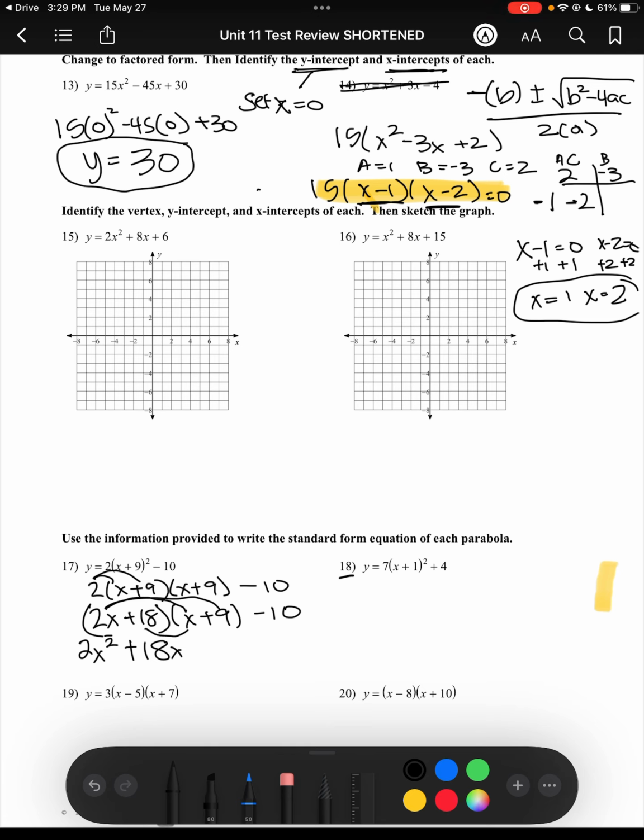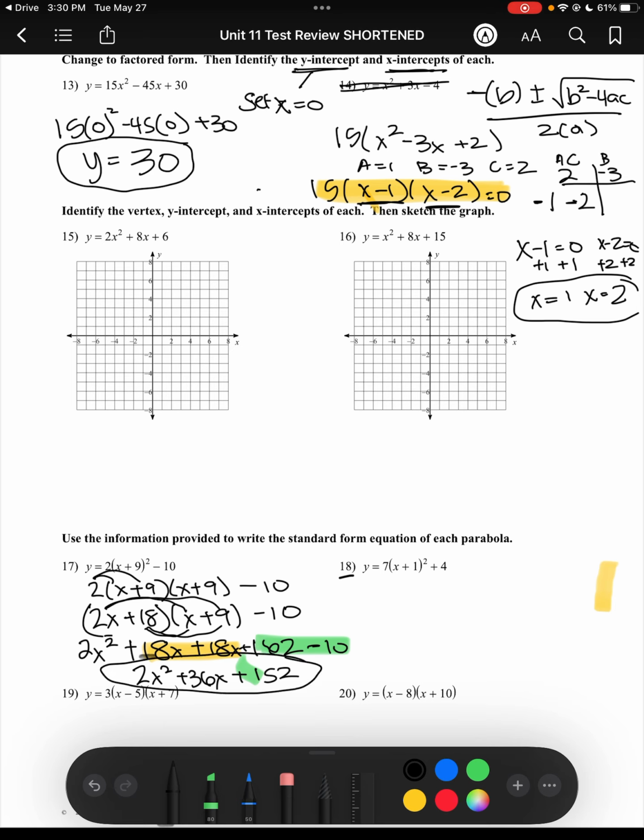And now I'm going to take the 18 and multiply it. So 18 times x is 18x. 18 times 9 is 162. That's a positive number, and then we still have minus 10 on the end. My last step here is to combine like terms. So these two can be added together, and these two can be added together. So my final answer here is 2x squared plus 36x plus 152.